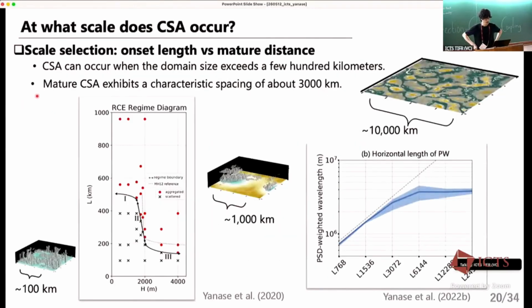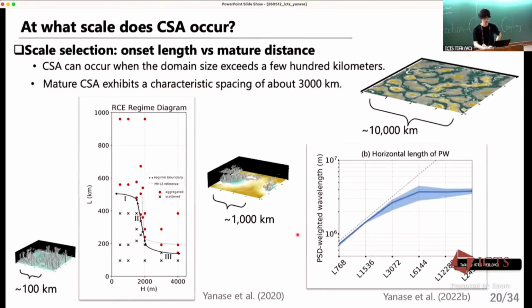And finally, this is a question of spatial scale. At what scale does self-aggregation occur? This is again the sensitivity experiments with respect to the horizontal grid spacing and domain size. For a given resolution, if we increase the domain size, self-aggregation occurs. In the small domain, scattered convection is preferred, but if we increase the domain, for example, larger than a few hundred kilometers, it produces the self-aggregation. So it's related to the minimum length scale of self-aggregation.